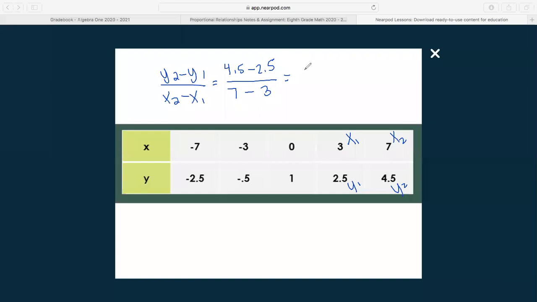4.5 minus 2.5 is 2. 7 minus 3 is 4. This gives me a slope of 0.5. So I got my slope of 0.5. This is my m.